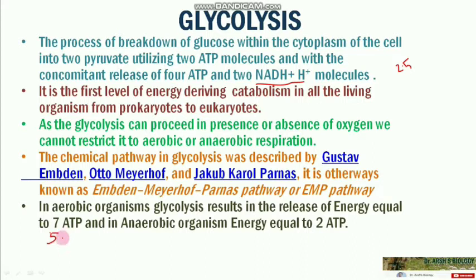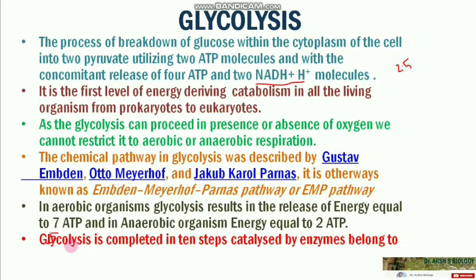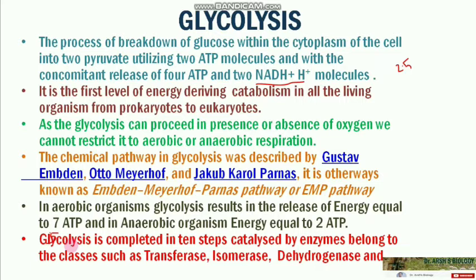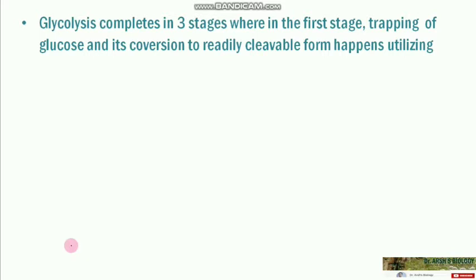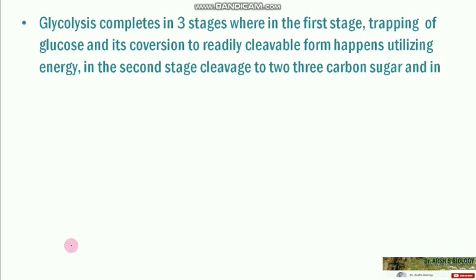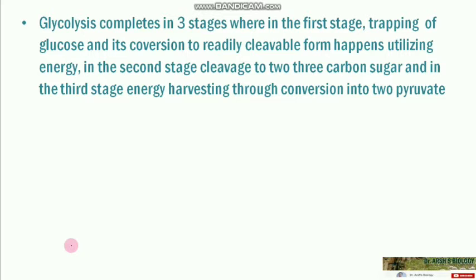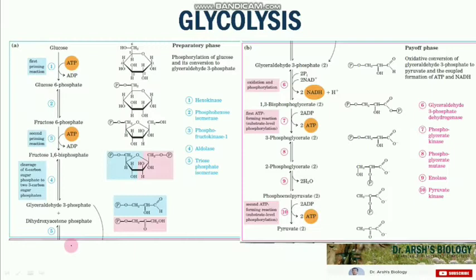Glycolysis is completed in 10 steps catalyzed by different enzymes belonging to classes such as transferase, isomerase, dehydrogenase and lyase. We can see that glycolysis is completed in 3 stages. In the first stage, trapping of glucose and its conversion to a readily cleavable form happens utilizing energy. In the second stage, cleavage to two 3-carbon sugars, and in the third stage, energy harvesting through the conversion of it into 2 pyruvate molecules. So in this figure we can see what is actually happening within the glycolysis.